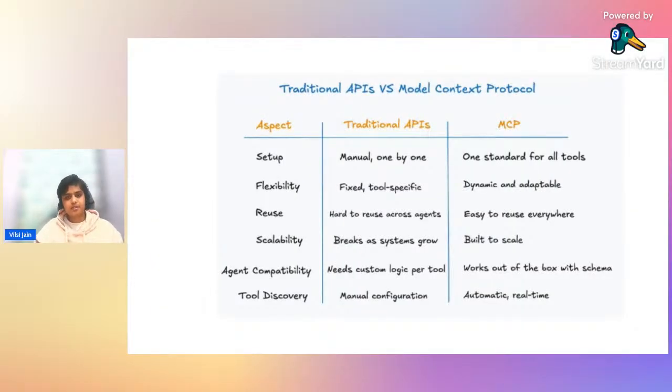Now traditional APIs versus Model Context Protocol, this is something you should understand well. I covered the traditional APIs earlier, but this I particularly liked a lot. For setup, you have manual one-by-one setup of the integrations, and MCP has a standardized approach for all the tools, how they should work. Flexibility: with a fixed tool, if you click on a particular button, you get a particular output. If you're fetching weather, you get the current weather, but MCP is dynamic and adaptable.